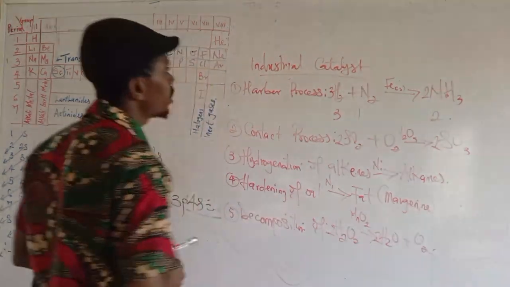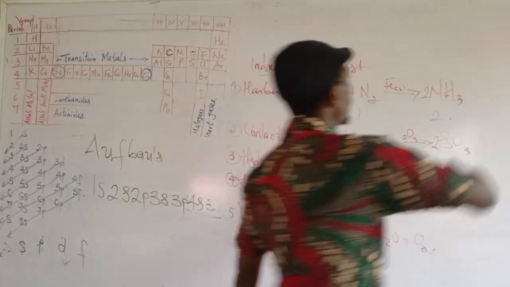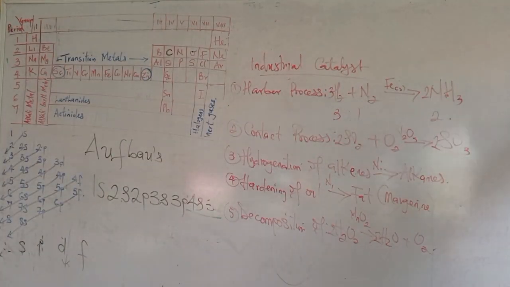So this is the summary of the periodic table. We have seen the history, the blocks, SPDF, group 1 to 8, the periods. We've also seen the configuration, transition metals, and the periodicity.